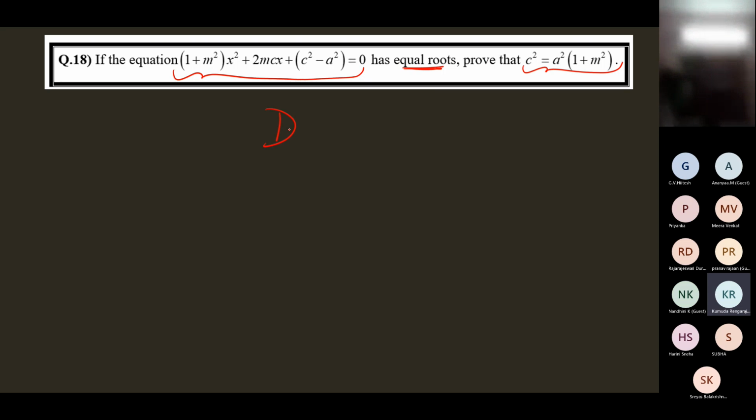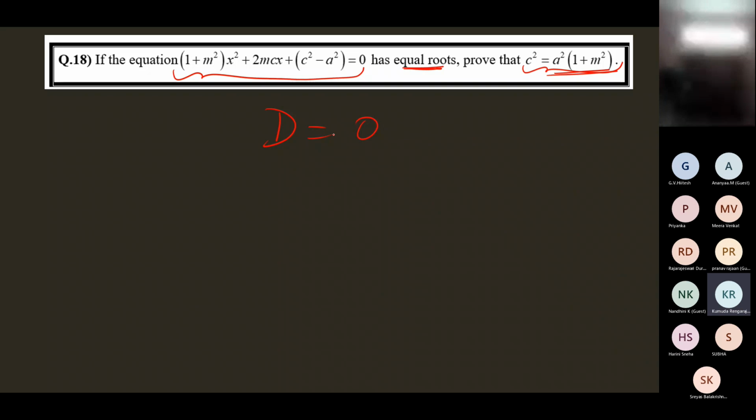What is given to us? We are given a quadratic equation. And what is given about that quadratic equation? The quadratic equation has equal roots. So we are given a condition. That means we know D is equal to 0. That is enough for us to prove this.